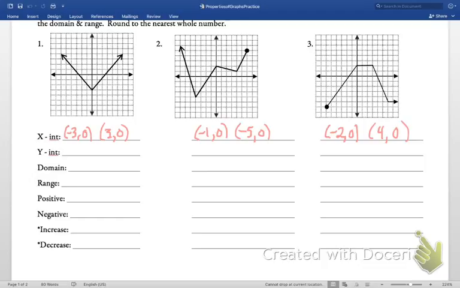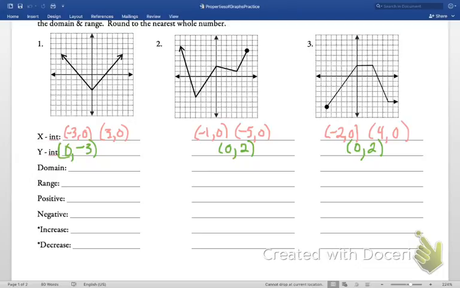Okay, now let's do our y-intercepts for all three problems. So where does it cross the y-axis? On number 1, it's down at -3, so that is 0, -3 for the y-intercept. Number 2 is actually up at +2, so we have 0, 2. And then on number 3, it's also at 2, so 0, 2. Each time, where does it cross the y-axis?